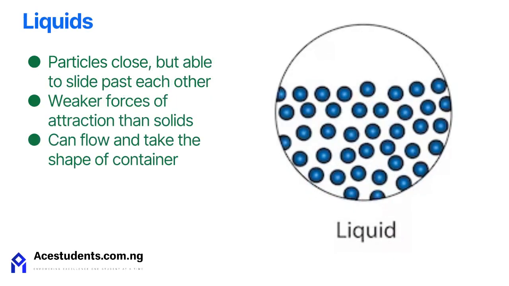In liquids, particles are still close together but can slide past each other. The forces of attraction are weaker than in solids. This allows liquids to flow and take the shape of their container. Exam tip: remember, liquids are not compressible because their particles are still close together.